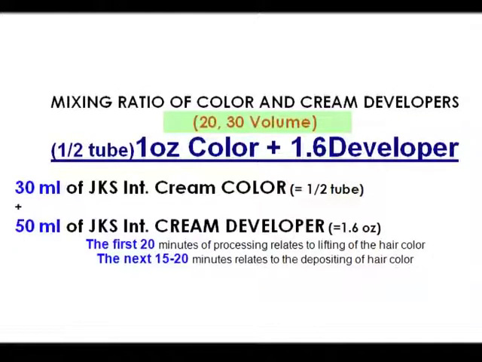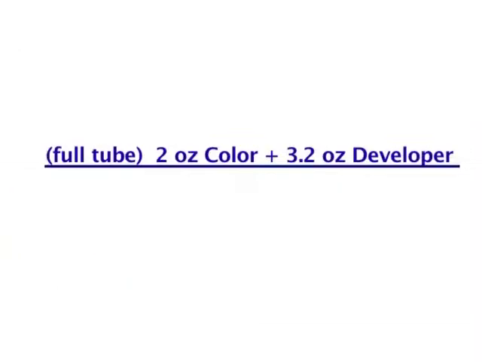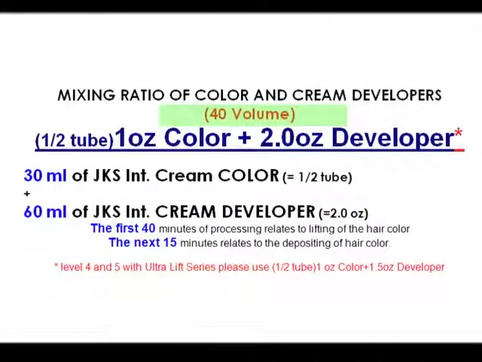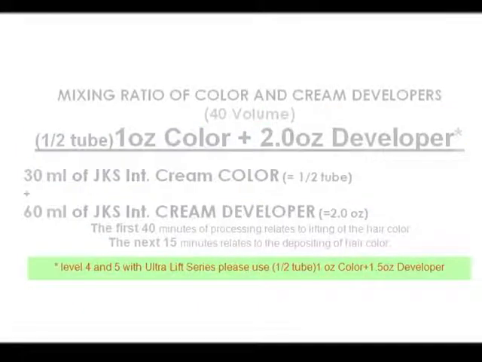The next one is 20 and 30 volume. In this case, you will mix it with 1.6 ratio of developer versus a 1 ratio of color. And let's do it with the color example: 1 tube, which is 2 ounce, and you would use 3.2 ounce of either 20 or 30 volume developer. Now, when we come to a 40 volume, then you will do 1 part color and 2 parts developer, except in the cases where you're taking somebody from level 3, 4, 5 to 4, 5, or 6 levels up, then you will drop your ratio of developer to 1.5.